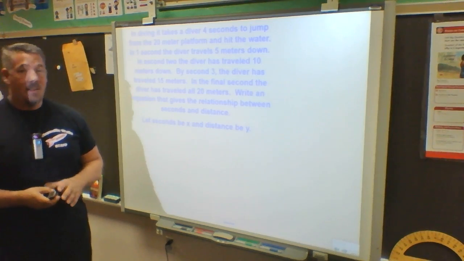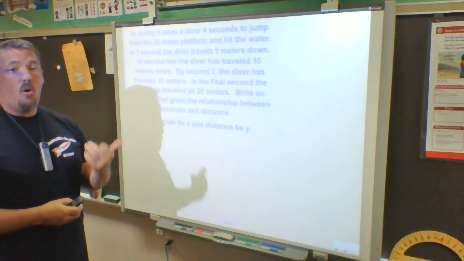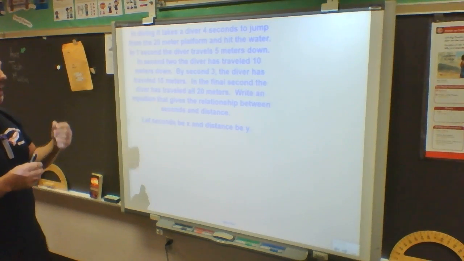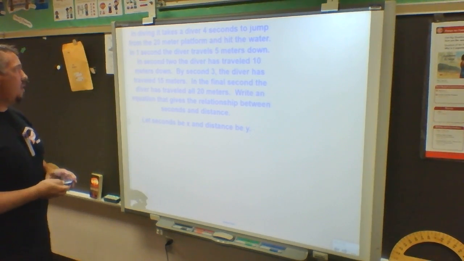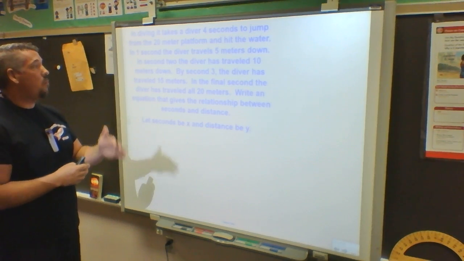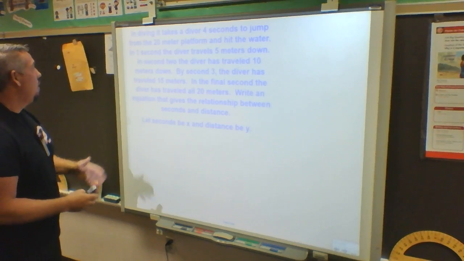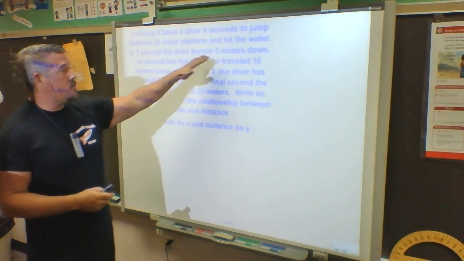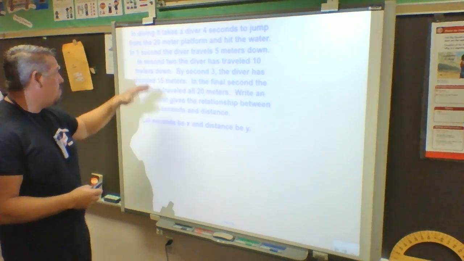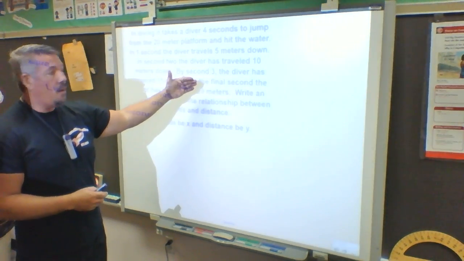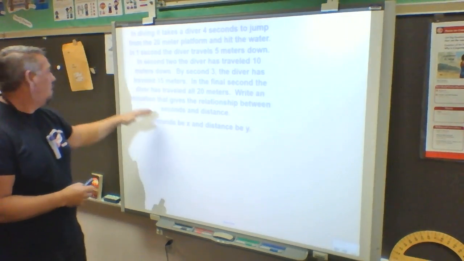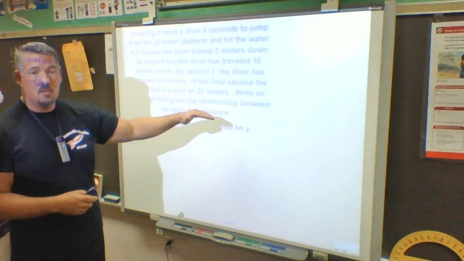Last one that we're going to look at has nothing to do with inequalities. It goes back to our idea of ratios, but it's going to have us writing something that we haven't written before. So let's look at what it says. In diving, it takes a diver 4 seconds to jump from the 20-meter platform and hit the water. In 1 second, the diver travels 5 meters down. In second 2, the diver has traveled 10 meters down. By second 3, the diver has traveled 15 meters. And in the final second, the diver has traveled all 20 meters.